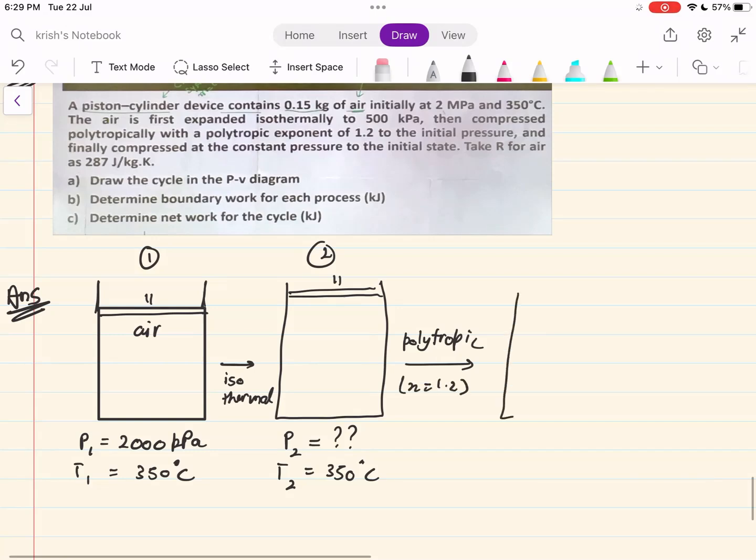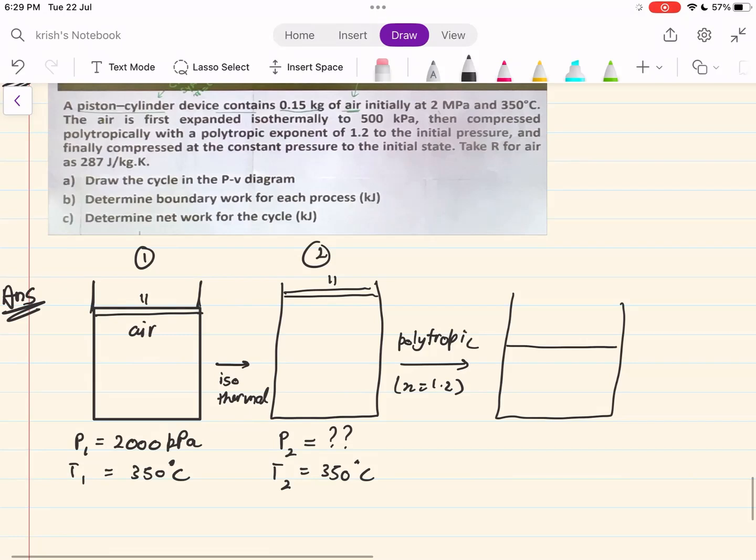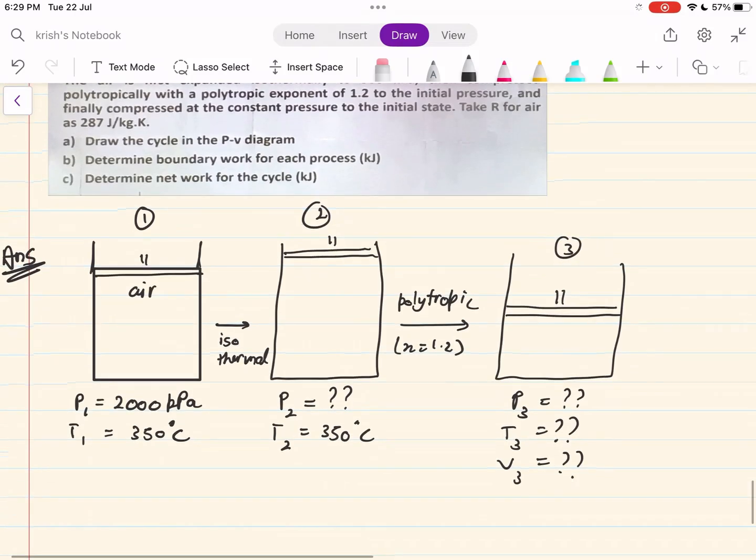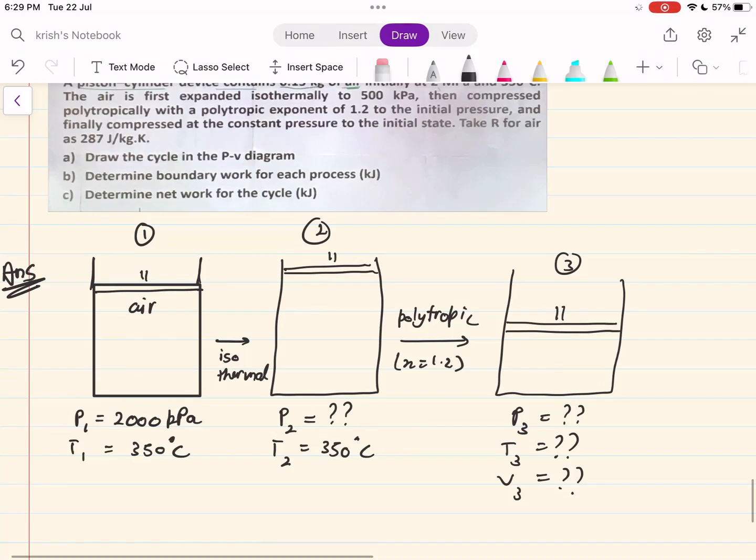So it looks something like this now. And we don't know the P3, the T3 and the V3 as well. Oh, in fact, we do have some relation of the P3 with polytropic exponent of 1.2 to the initial pressure. Okay, so it goes back to the initial pressure, P1 of 2000 kilopascal.